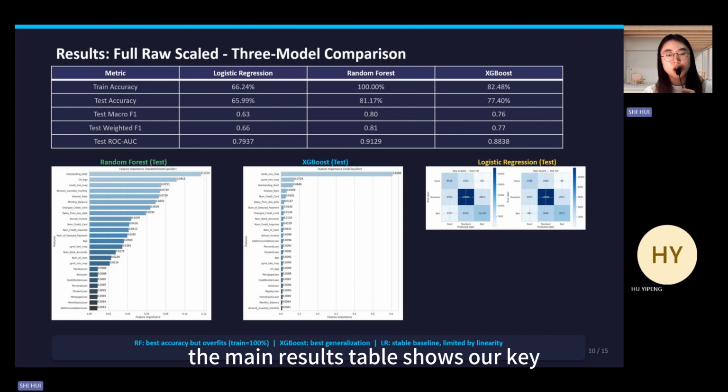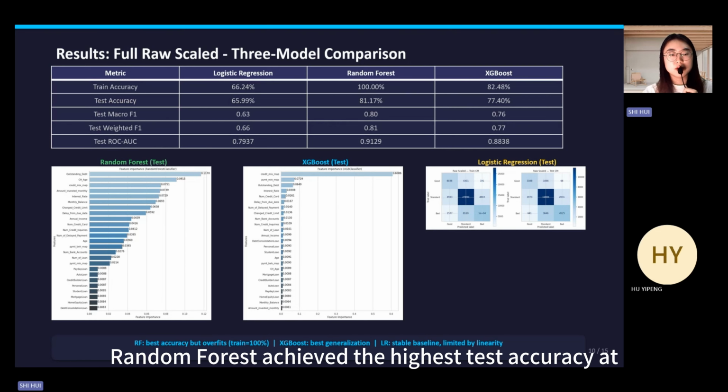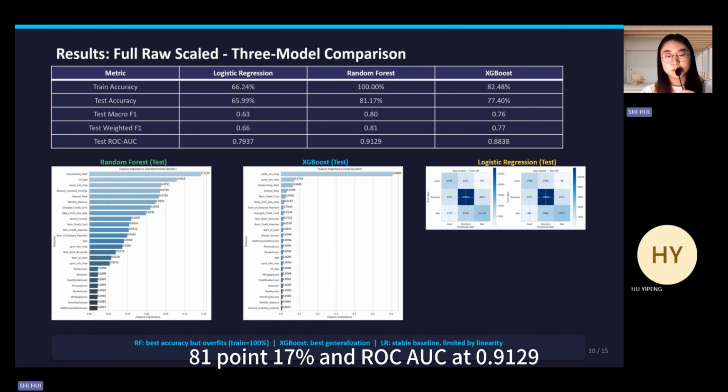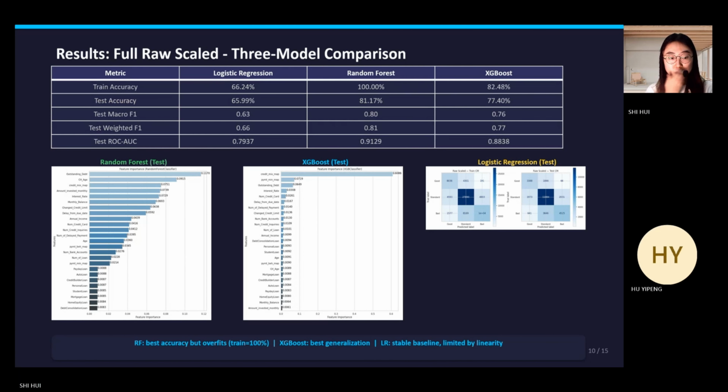Slide 10, main results. The main results table shows our key metrics. On the full raw scaled dataset, random forest achieved the highest test accuracy at 81.17% and ROC AUC at 0.9129. XGBoost reached 77.40% accuracy and 0.8838 AUC. Logistic regression achieved 65.99%.